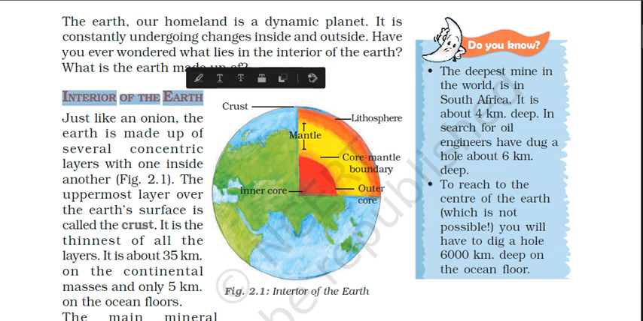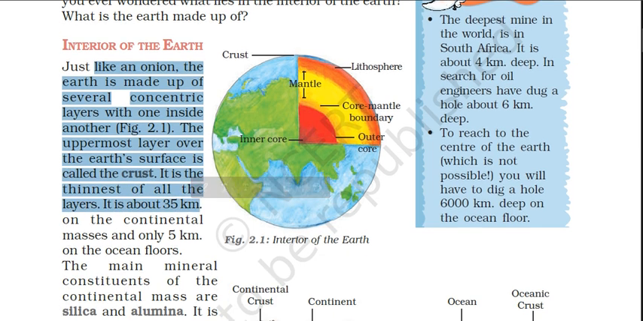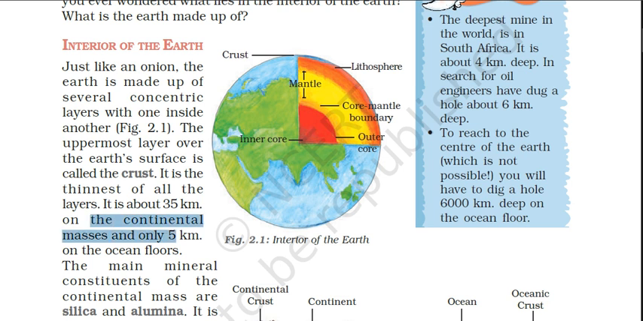Interior of the earth. Just like an onion, the earth is made up of several concentric layers, one inside another. The uppermost layer over the earth's surface is called the crust. It is the thinnest of all the layers. It is about 35 kilometers on the continental masses and only 5 kilometers on the ocean floors.